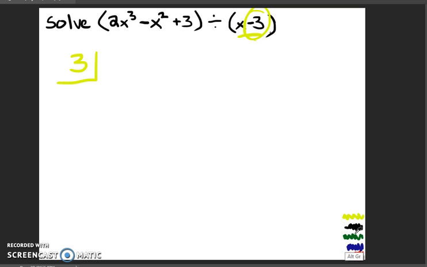You can use green. This here is the divisor. It is what is being divided. So we're going to write the coefficients, which is the number in front of the x, including the 3.